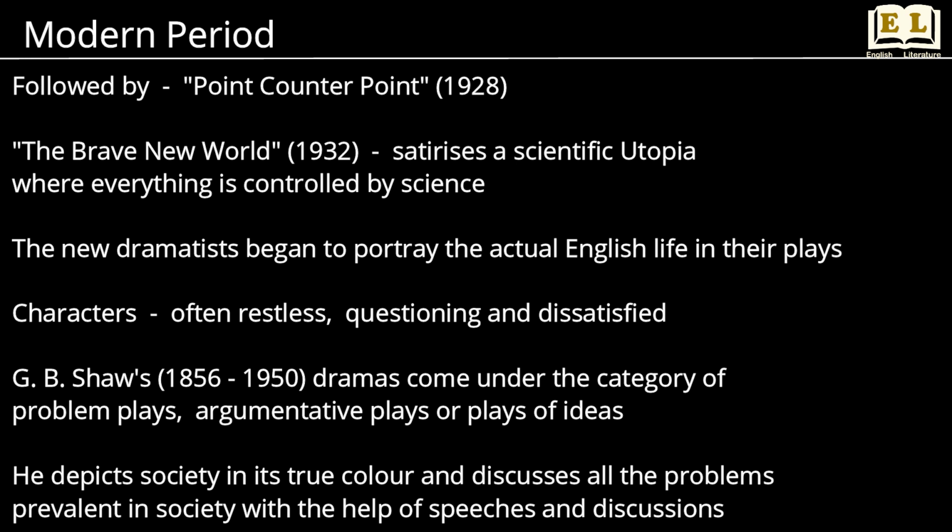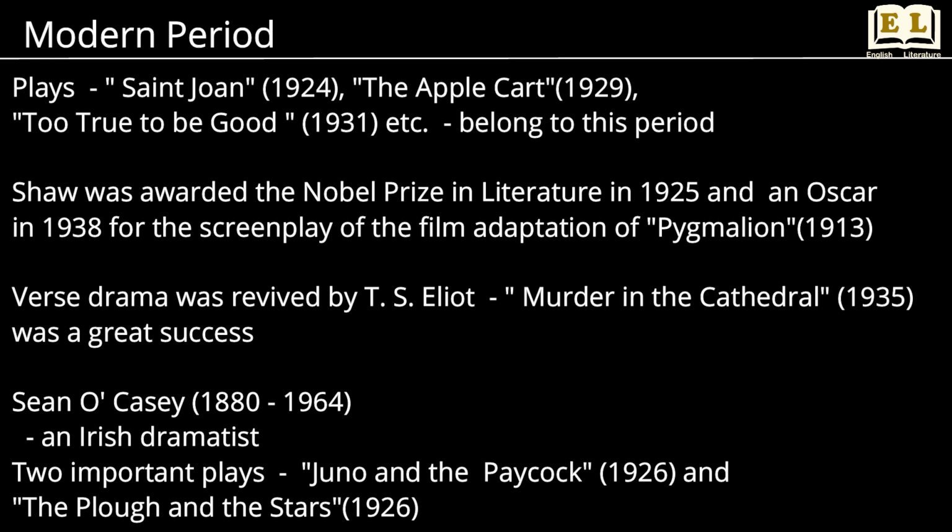G.B. Shaw's dramas come under the category of problem plays, argumentative plays, or plays of ideas. In his plays, he depicts society in its true color and discusses all the problems prevalent in society with the help of speeches and discussions. Shaw's plays Saint Joan, The Apple Cart, Too True to Be Good, etc. belong to this period. Shaw was awarded the Nobel Prize in Literature in 1925 and an Oscar in 1938 for the screenplay of the film adaptation of Pygmalion.